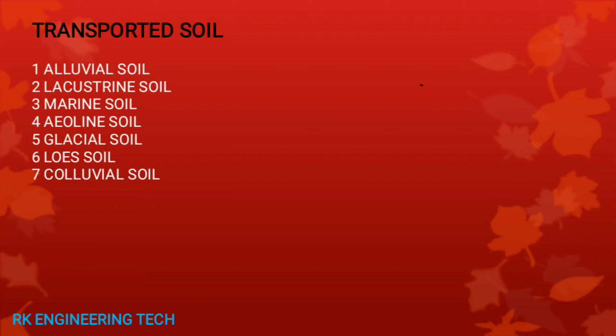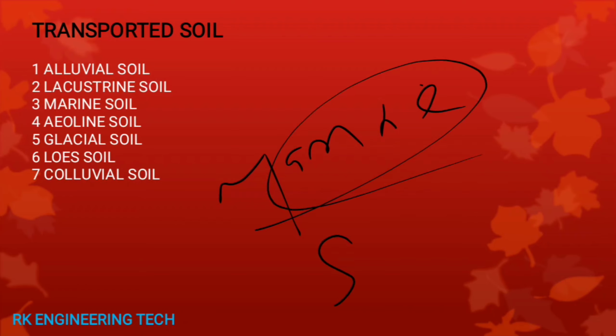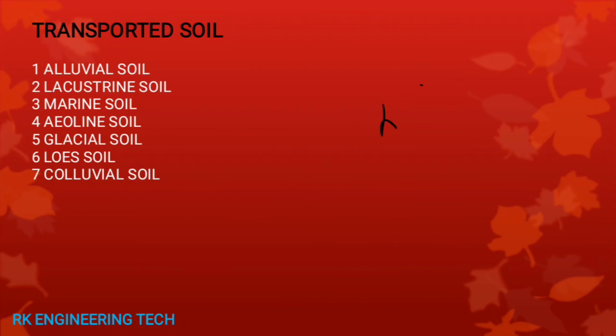Alright, the third one we are going to discuss is marine soil. You can get the idea generally: this is C, the sea, and you don't have to do anything else. Okay, and the fourth one is aeolian soil. Aeolian means air, so wind blowing. It is transported by wind, so you can get the idea from this.